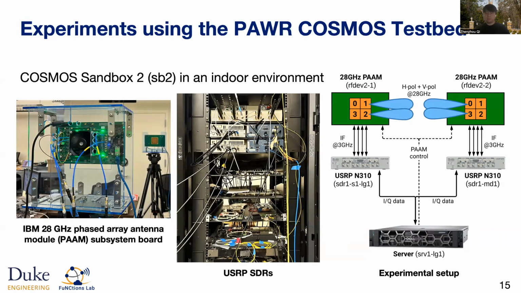In order to run at millimeter wave frequencies, we use the IBM 28 GHz 64-element PAAM boards, and the PAAM board has an IF interface at 3 GHz, which is connected to the USRP's RF front end via SMP to SMA coax cables, and performs signal up or down conversions between 3 GHz and 28 GHz. Using Python-controlled APIs, users are able to configure and control the PAAM board by sending API commands to the microZed FPGA plugged into the PAAM board via the Ethernet interface.